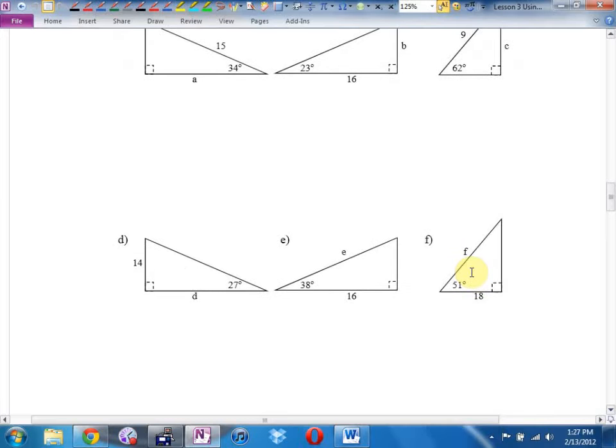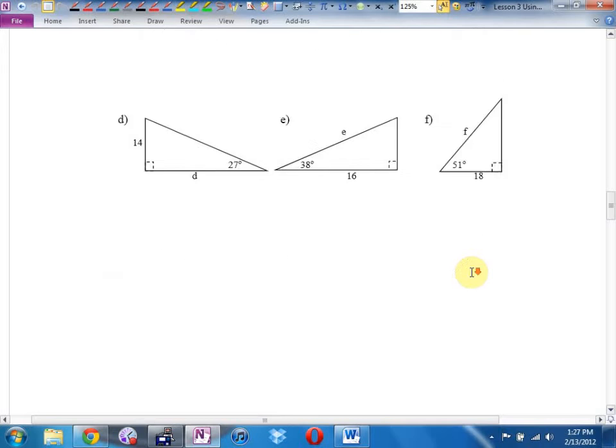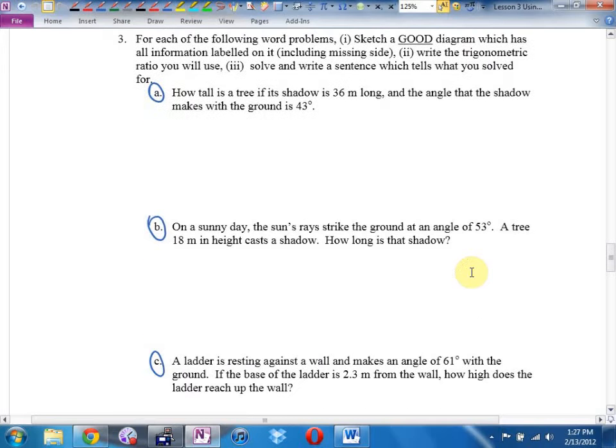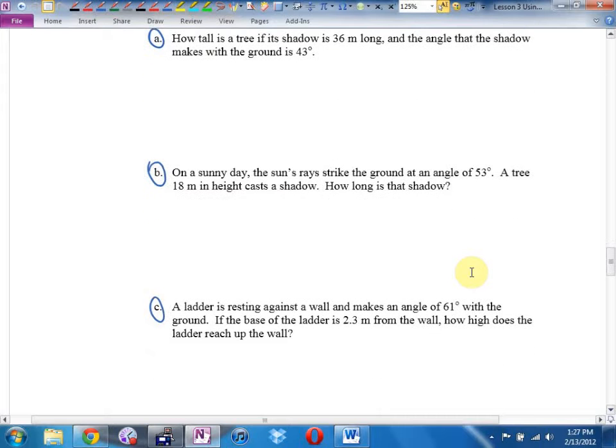You'd be like, geez, Mr. Dueck, it's opposite, it's adjacent, it's a problem, and walk through it. The word problems are the tricky ones. Which one? 3B. On a sunny day, the sun's rays strike the ground at an angle of 53 degrees.